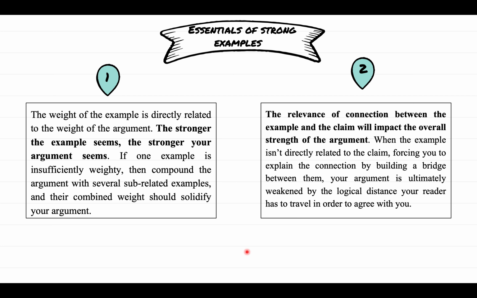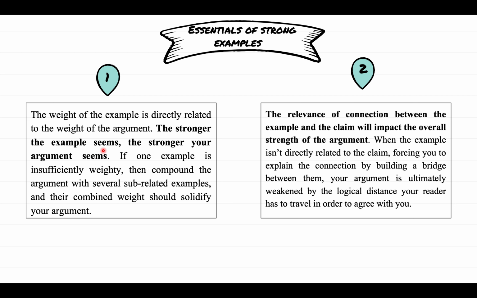So here are some essential points, right? Elements of strong examples. The weight of the example is directly related to the weight of the argument. The stronger the example seems, the stronger your argument seems. So I'm going to make a claim and I'm going to try to prove it by quoting a movie. Well, I mean, it isn't bad, but the movie does not have the gravitas that, let's say, a book may have, or a historical moment like the War of Independence. I don't know. Something like that.